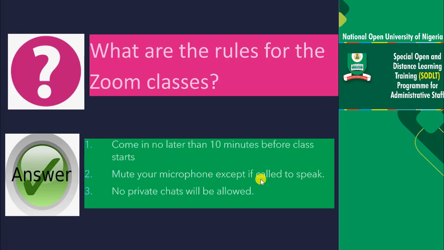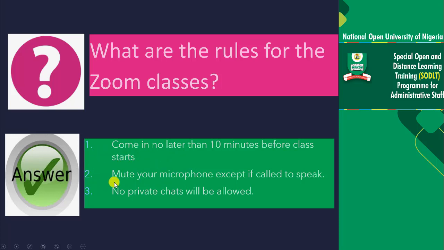Next question is, what are the rules for the Zoom classes? The rules are simple. You come in no later than 10 minutes before the class starts. Don't think that the class starts at 3 and you can come in at 3:05. That is not going to happen, because we'll lock the door exactly at 3 o'clock for the conceptual track class. We're taking attendance, so try to arrive 5 or 10 minutes before the time.